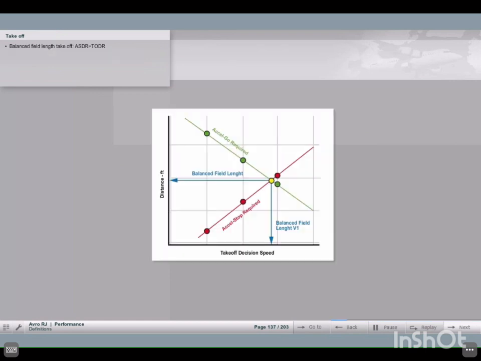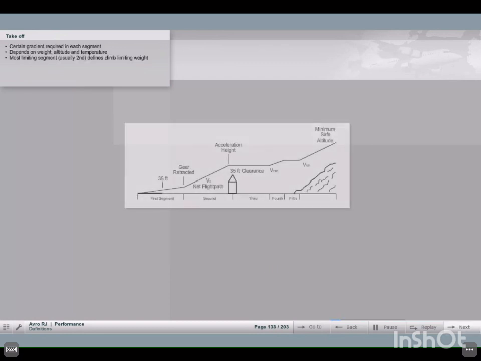A balanced field length takeoff is a takeoff with the accelerate stop distance required, ASDR, being of equal length as the takeoff distance required, TODR, or as in this chart, accelerate go distance required. In each segment, a minimum gross gradient of climb must be achieved at the scheduled weight, altitude, and temperature. The most limiting gradient will define a climb limiting or WAT weight. The limiting requirements are as follows.